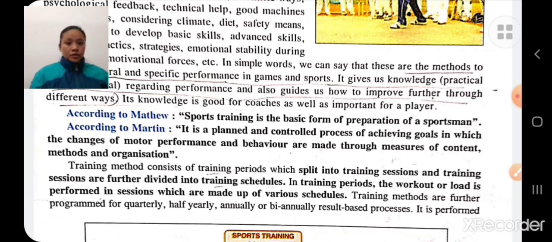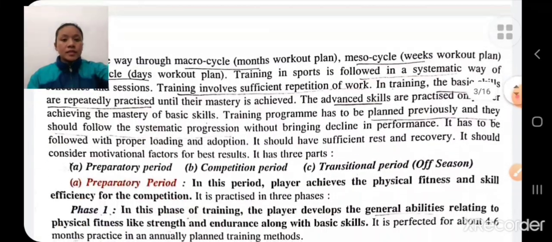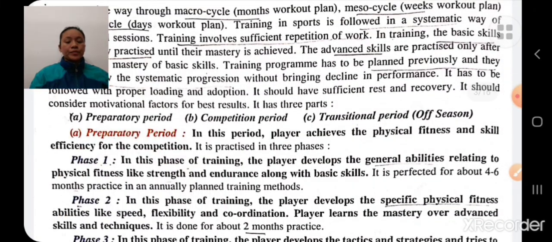Training methods. Training methods consist of the training session. It consists of the preparative period, competition period, and relaxation period. In the training period, we make a training session. In the training session, we make a training schedule so that we can give them training according to that schedule. Let's discuss these three periods.